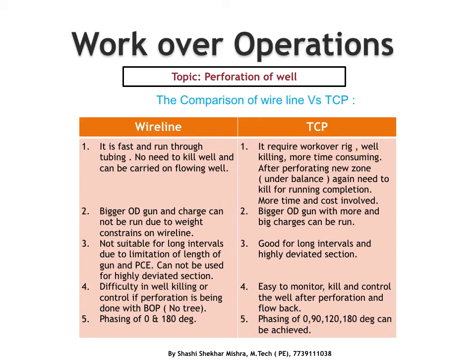In wireline we can have only phasing of 0 and 180 degrees, but in TCP we can achieve phasing like 0, 90, 120, whatever phase we want, because of the bigger OD.